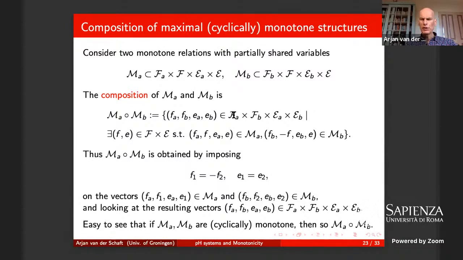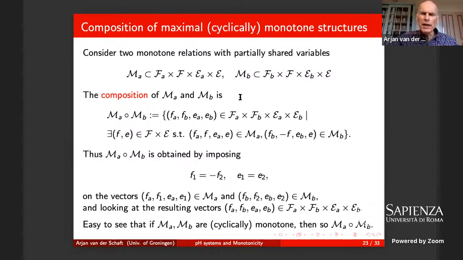Now, a very important key element of this theory, which is very similar to the theory of standard port-Hamiltonian systems, is that we can also interconnect these port-Hamiltonian systems corresponding to maximal monotone relations, and still get another maximal monotone port-Hamiltonian system. That is based on the observation that if we take two monotone relations with partially shared variables, their composition is again maximal monotone.